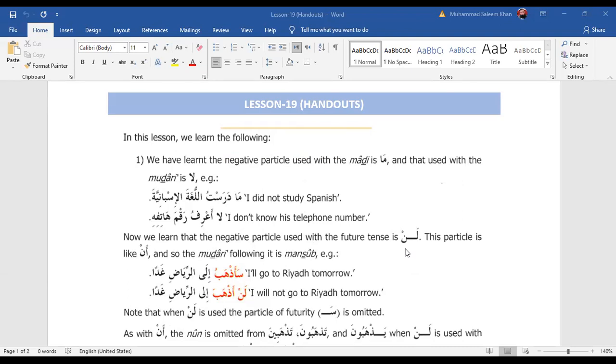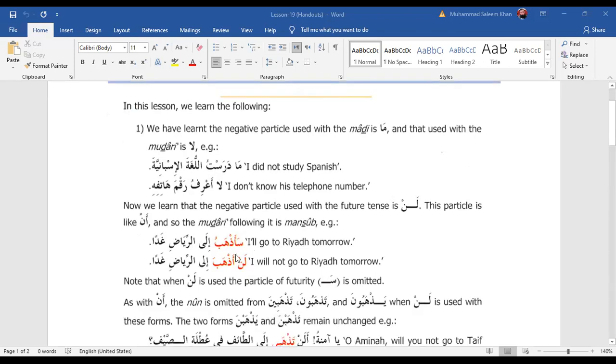So when we use lan, the present tense becomes future negative. For example, see here, سأذهب إلى الرياض غدا, I will go to Riyadh tomorrow. But if you say لن أذهب إلى الرياض غدا, I will not go to Riyadh tomorrow, or I will never go to Riyadh. You can also translate it as never. So the grammatical function is the same as an and lam talil.